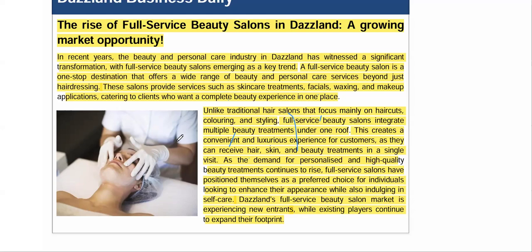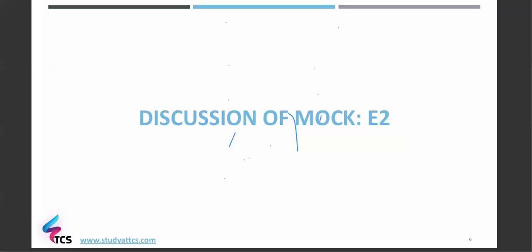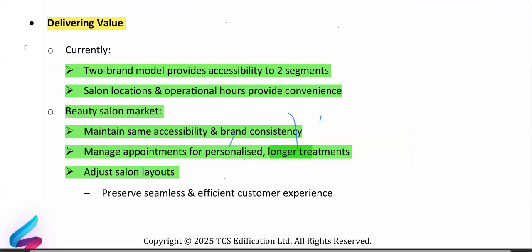So if we try to introduce these services in our existing salons, obviously we will need to make sure that we change our salon layouts, because the current layouts won't support these treatments. As I mentioned, it has to be more spacious, and you will have new equipment and tools, and definitely we will have to go through changes with regard to the salon layouts. And all this is to make sure that we preserve and offer the seamless and efficient customer experience that we are associated with in the hair care industry.